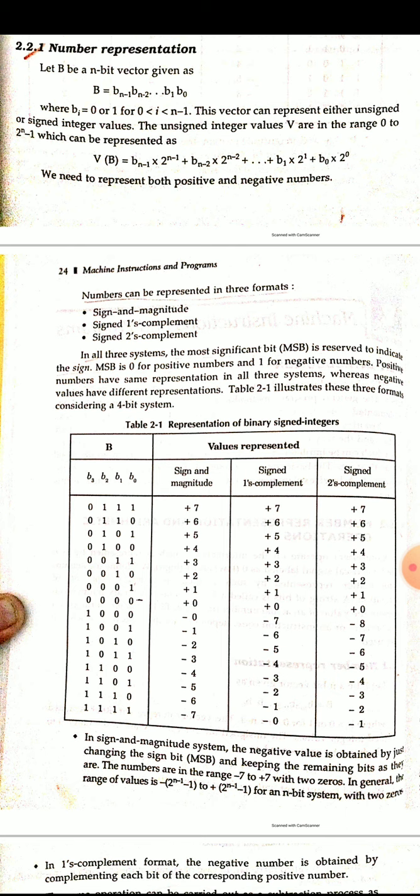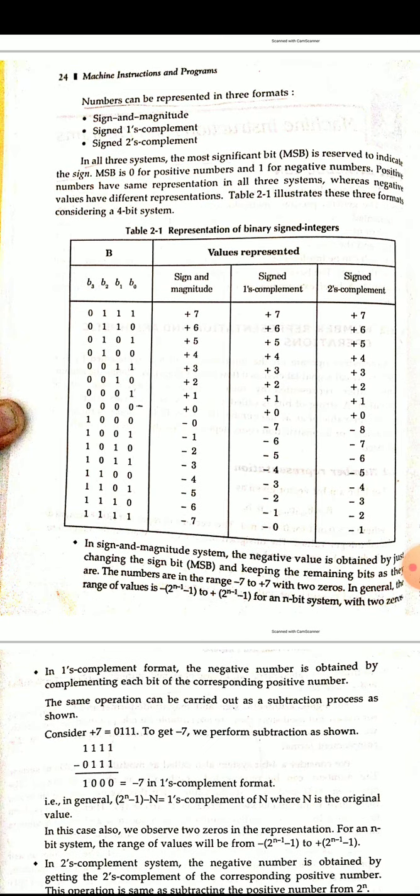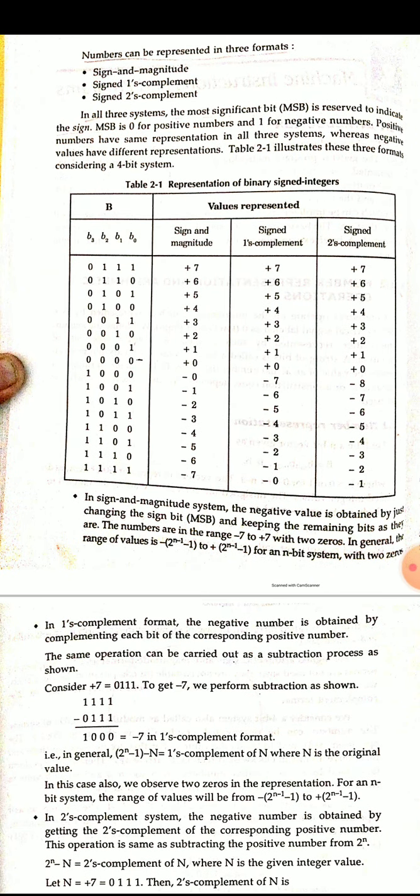Numbers can be represented in three formats: sign and magnitude, signed ones complement, and signed twos complement. Sign and magnitude is the first representation, then signed ones complement and twos complement. You already know how to calculate the ones and twos complement of numbers, studied in basic electronics.